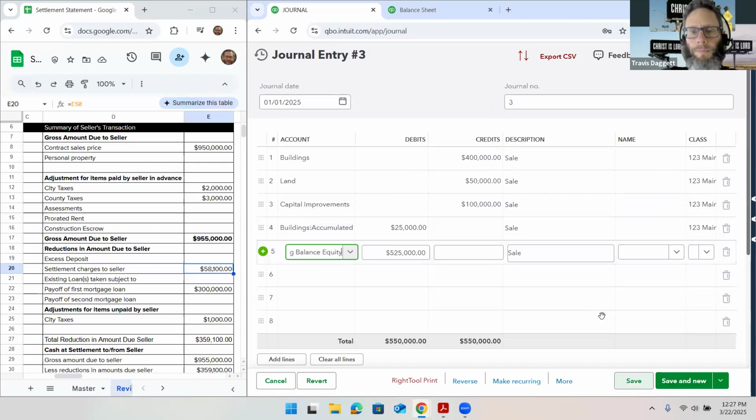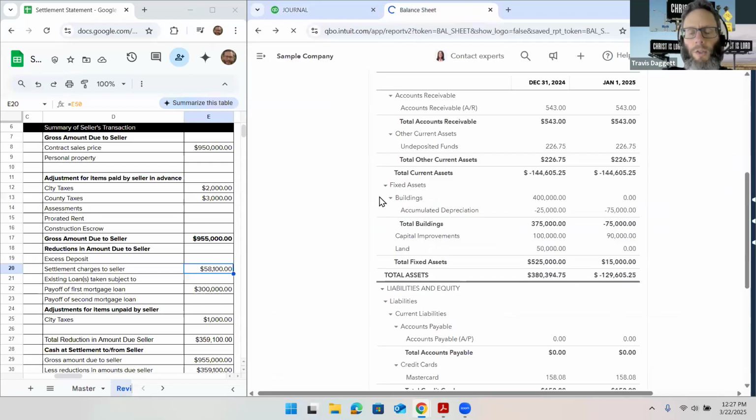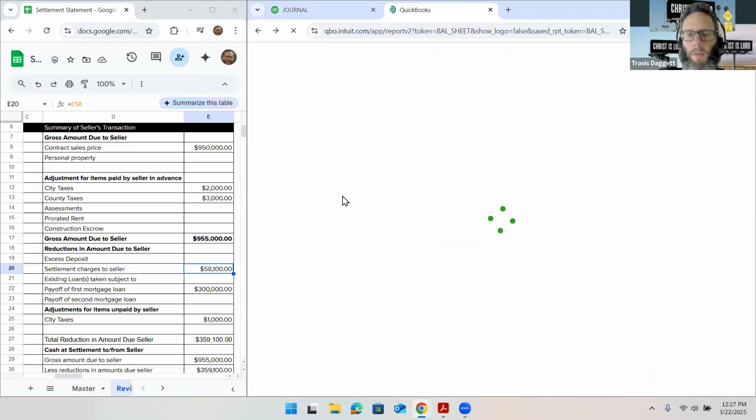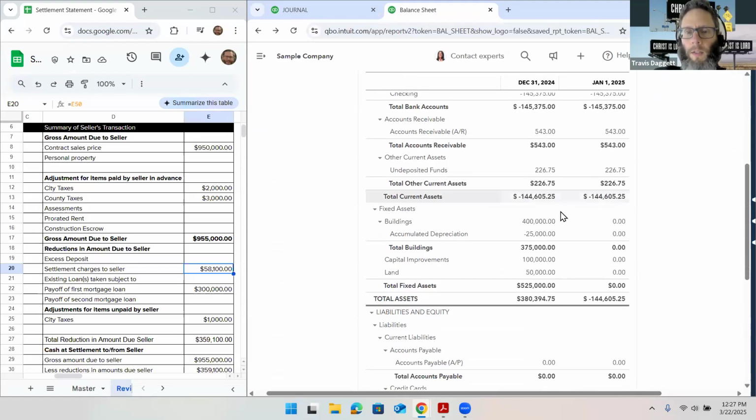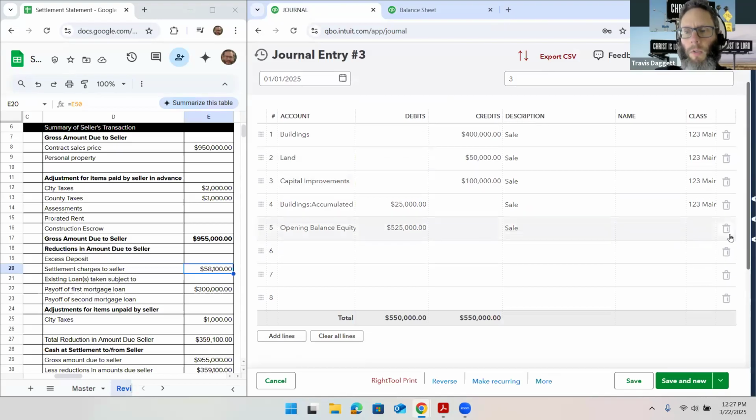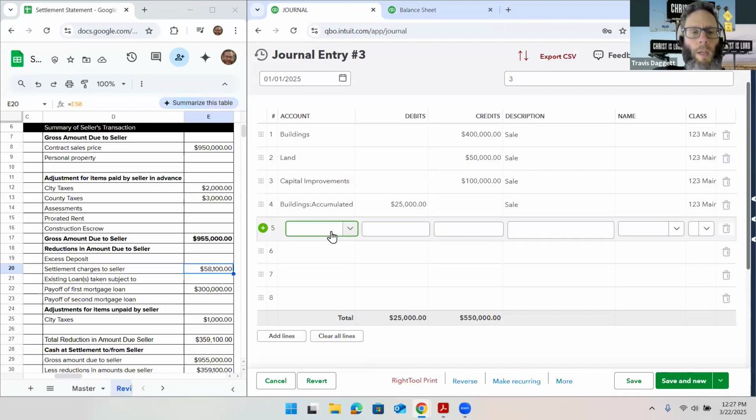Let's just do this as a test again and refresh. And this is a good report to get comfortable with and save this comparison. Okay, so you can see buildings are at 0, accumulated depreciation is 0, CapEx is 0, land is 0. Great. So get rid of this placeholder. Okay, so next, let's look down at what we need to clear out here. We got property taxes.